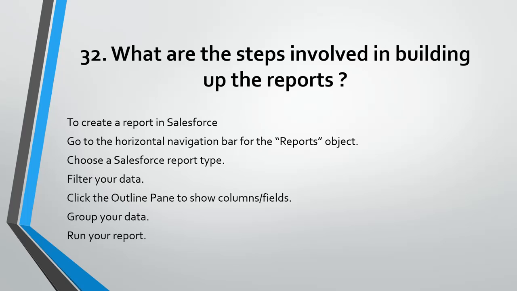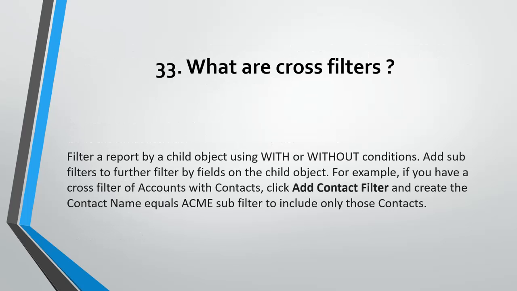What are the steps involved in building a report? To create a report in Salesforce, you navigate to the reports object, choose a Salesforce report type, and filter your data. Then click the outline pane to show what columns and fields you want to display on the report, then you group your data, and then you run the report.